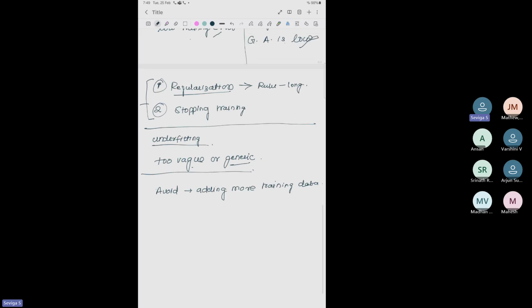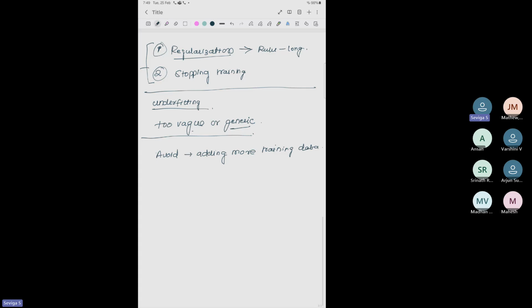How will we overcome overfitting? By regularization and stopping the training earlier. But how will we overcome underfitting? By adding more training examples.